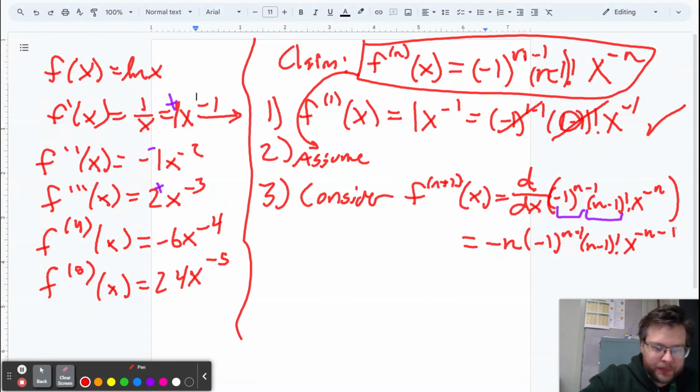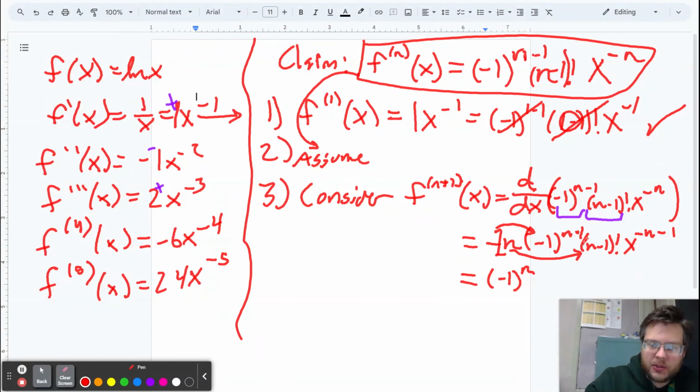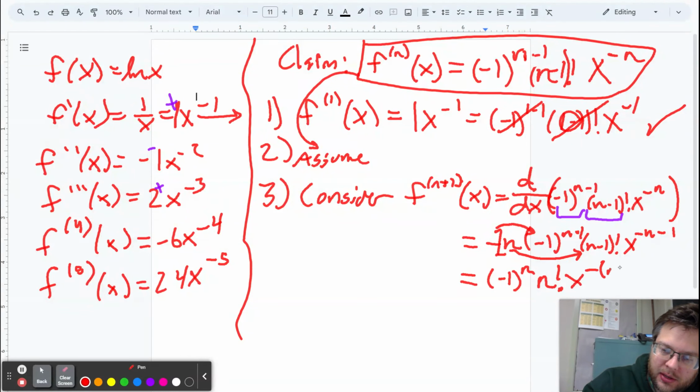Then I'm going to clean it up. Negative n is the same as negative 1 times n. So I'm going to combine like factors. Negative 1 times negative 1 there means my exponent goes up by 1. So my exponent becomes negative 1 to the nth power. Then n times n minus 1 factorial. Well, n minus 1 factorial means count down and multiply, and now I just brought term n into it at the top of the line. So n times n minus 1 factorial is just n factorial. And the power of negative n minus 1 can be written as negative n plus 1.